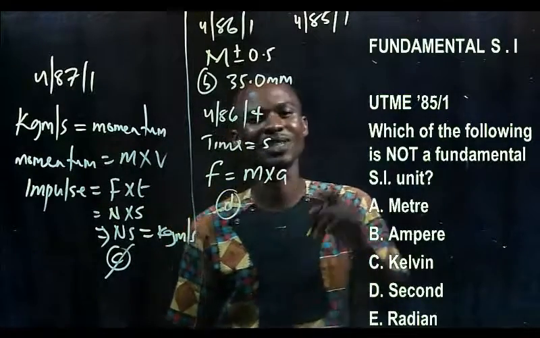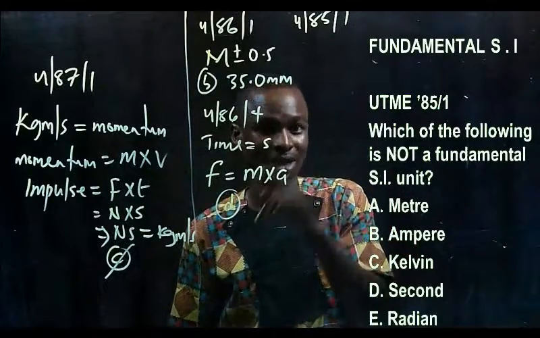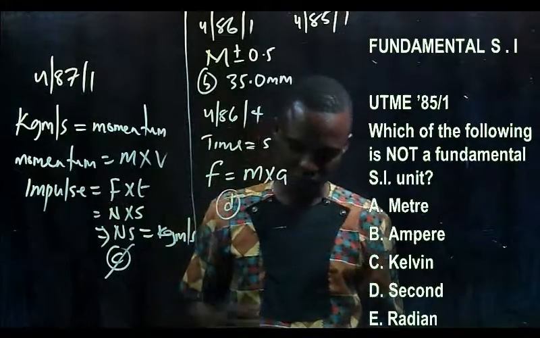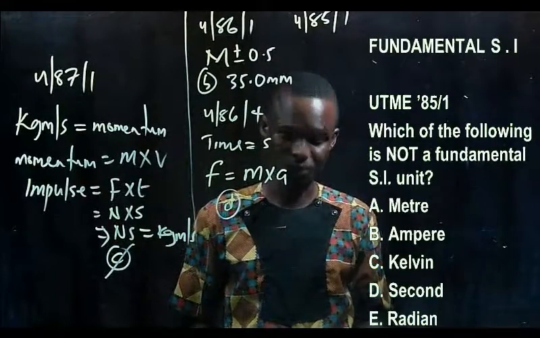Seconds is a fundamental unit of a fundamental quantity known as time. So the odd one is radian. So the question, which of the following is not a fundamental SI unit, is E, radian.